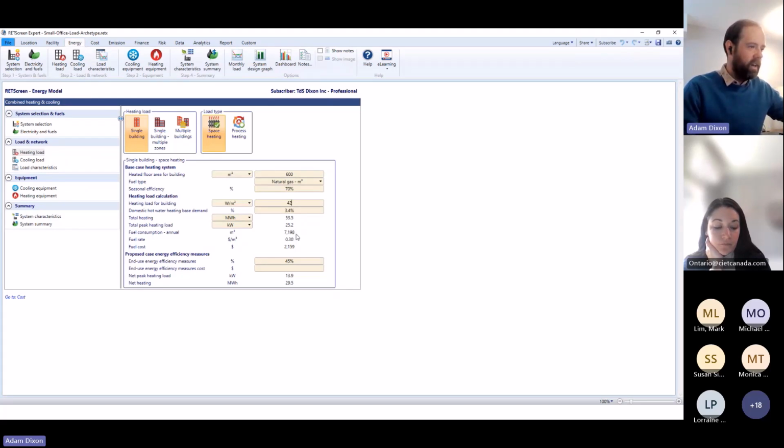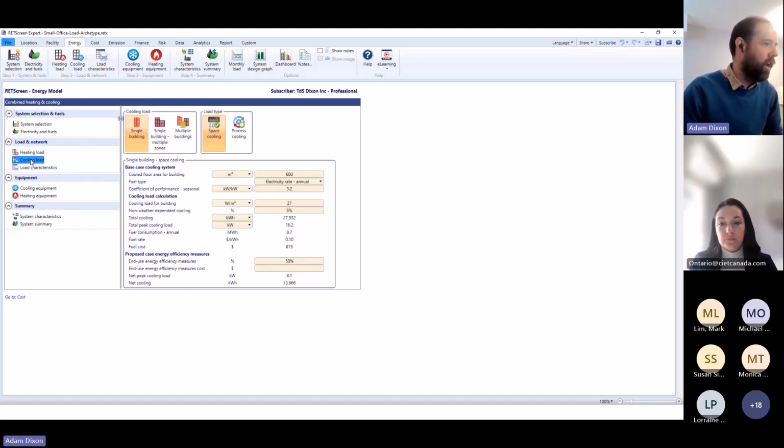In this building, we estimated they used about 7,200 meters cubed of gas per year, minus hot water. You do need to subtract out your hot water usage unless you're switching that to heat pump as well, which is 3.4%. So we have 7,200 meters cubed of gas used in this building. We've also done some energy efficiency measures in this building that have reduced our energy by 45%. That's demand control ventilation, air sealing, windows, doors, all that kind of stuff. We've taken that from another side of RedScreen and pulled it in here.